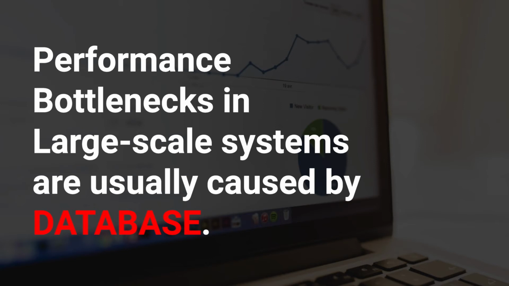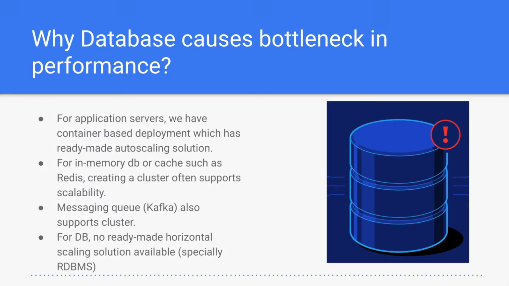In large scale applications, often we find that the bottleneck is the database. Why? Because for application servers, you can have ready-made scalability solutions available. For in-memory caches, etc., we'll have ready-made solutions for clusters, etc. But when it comes to database, generally ready-made solutions for splitting up are not available. That's when database sharding comes into the picture.